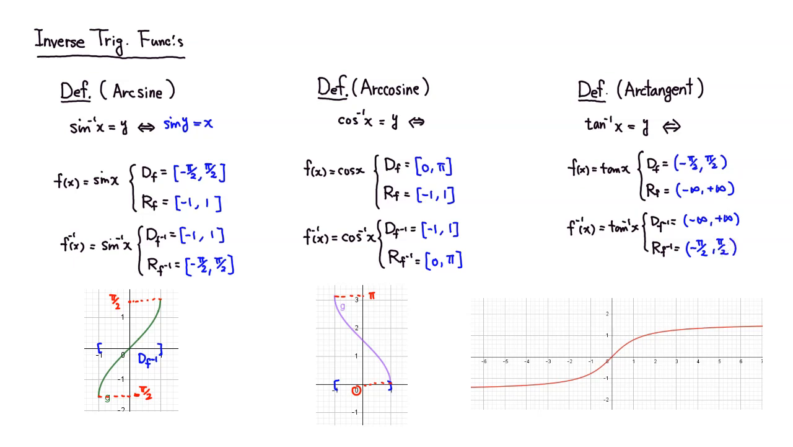It might be hard to see, but here you have a horizontal asymptote. This is pi over 2. It never hits it, so that's why it's a parenthesis, not including negative pi over 2 or positive pi over 2. Here is negative pi over 2. That's what the arctangent looks like. So these are the first three inverse trig functions: arc sine, arc cosine, and arc tangent. That's it. I hope that this was clear.